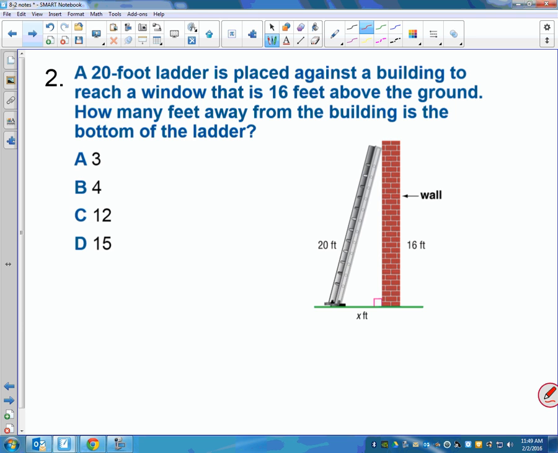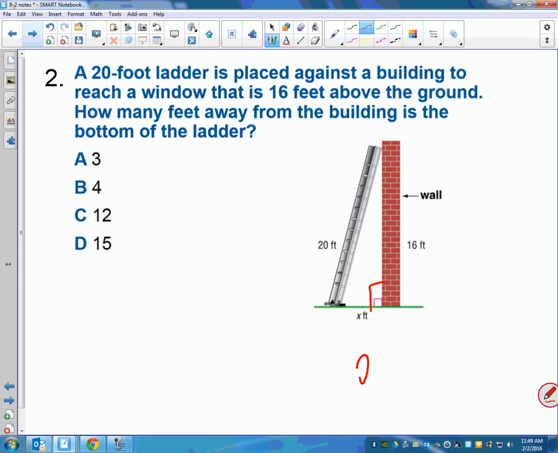It says, a 20-foot ladder is placed against a building to reach a window that's 16 feet above the ground. How many feet away from the building is the bottom of the ladder? In this example, it gives you the picture. At some point in the near future, I'm not going to give you a picture, and I'm going to want you to be able to draw the right triangle from there and label the sides. But you can see that this is just Pythagorean theorem. And maybe it's a Pythagorean triple. But if you didn't know that, remember that you can always just set it up where the hypotenuse is the ladder.